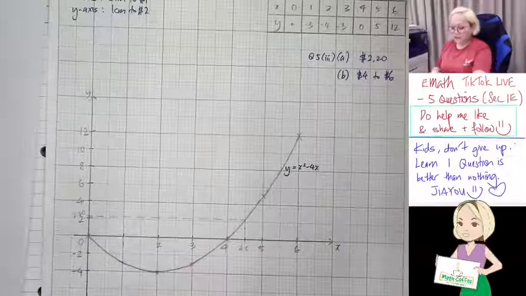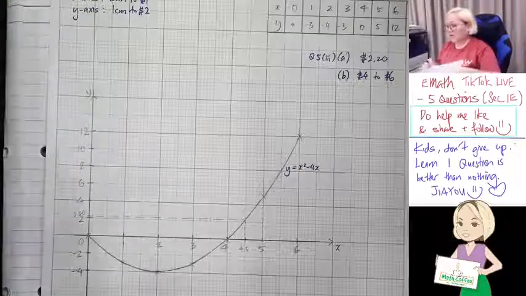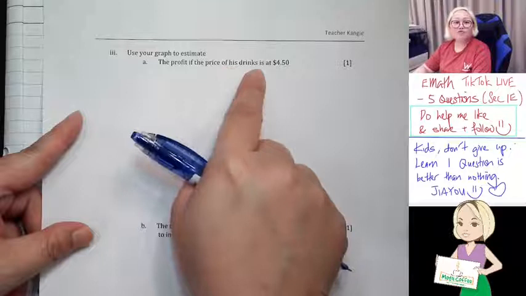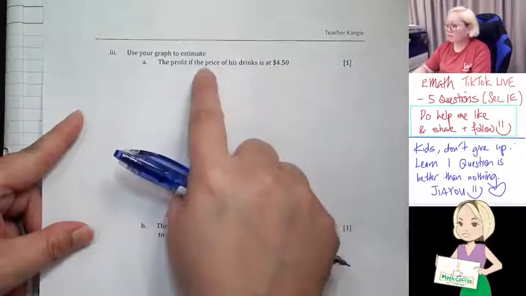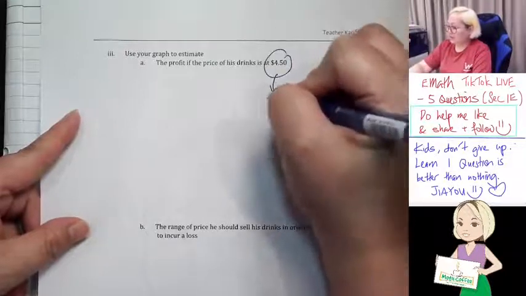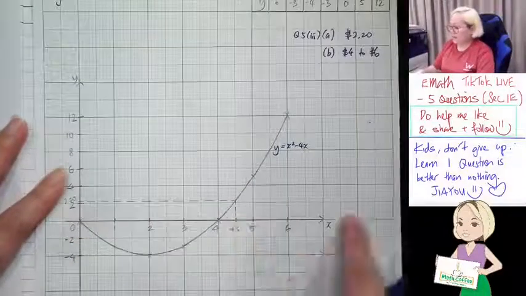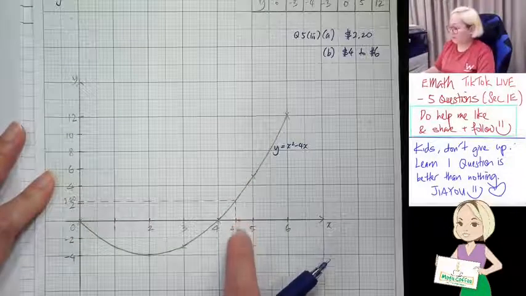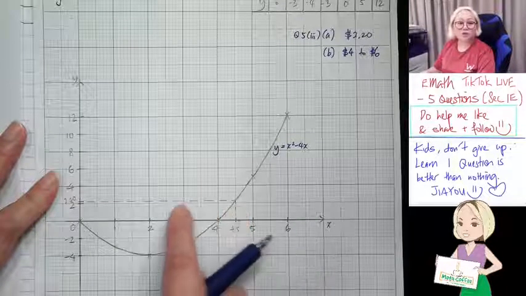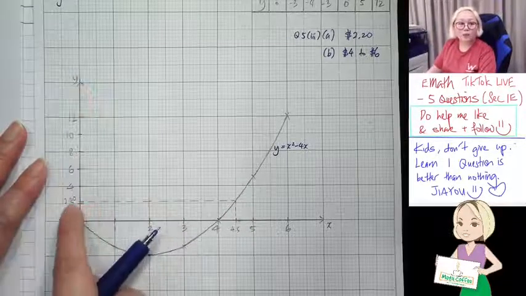So now let's answer their question. They say, use your graph to estimate the profit if the price of the drink is $4.50. So remember, they said the price of the drink is x. So they are trying to say, go and find x equals 4.5. So you go to your graph, go and find the x-axis, mark out the 4.5. See, I draw the dotted line. 4.5 is here, dotted line up and then dotted line across. So the corresponding y is 2.2.